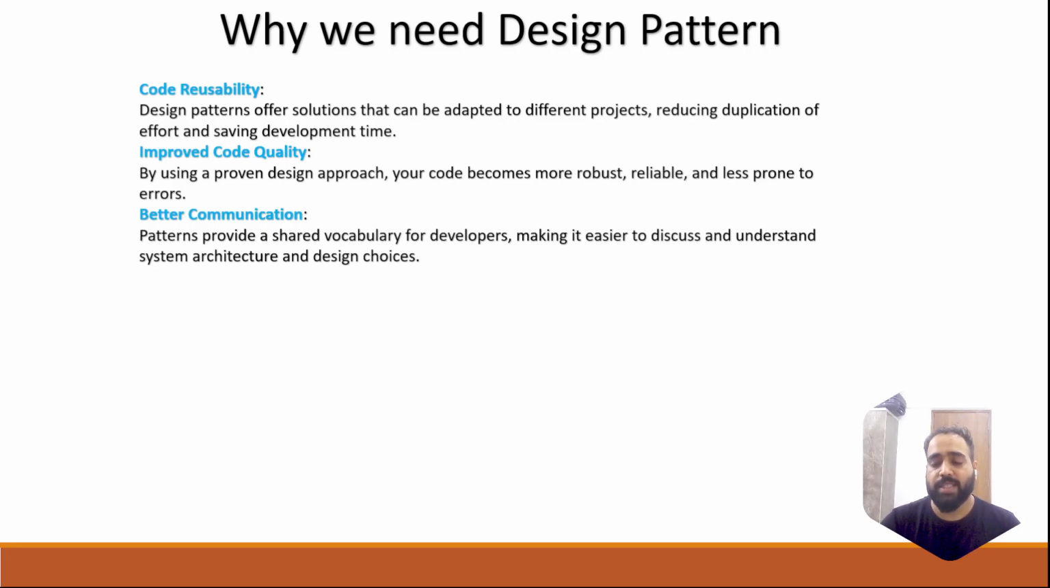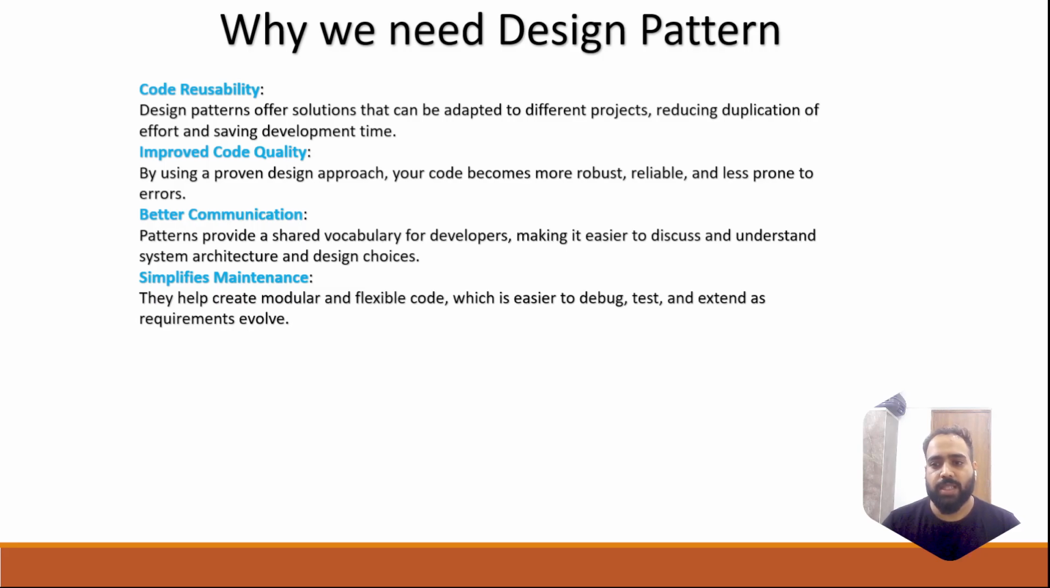Then better communication. If you are communicating with stakeholders, customers, or peers inside your company, and you are implementing a design pattern, it is easy to convey and explain to them why we want to design the system in this way. The next one is simplified maintenance. It helps to create modular and flexible code, which is easy to debug, test, and extend as requirements evolve. You can create multiple modules out of it in this way.